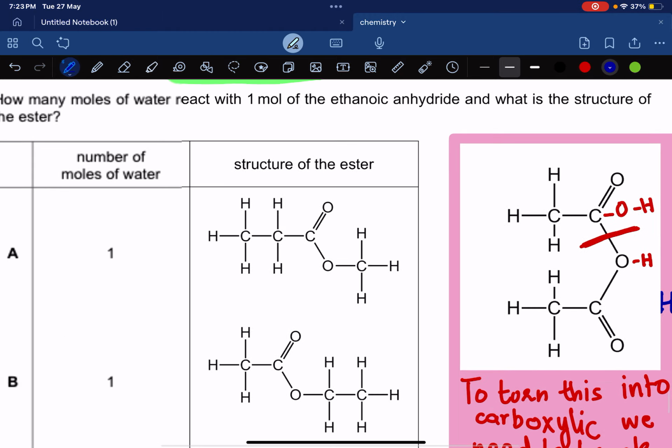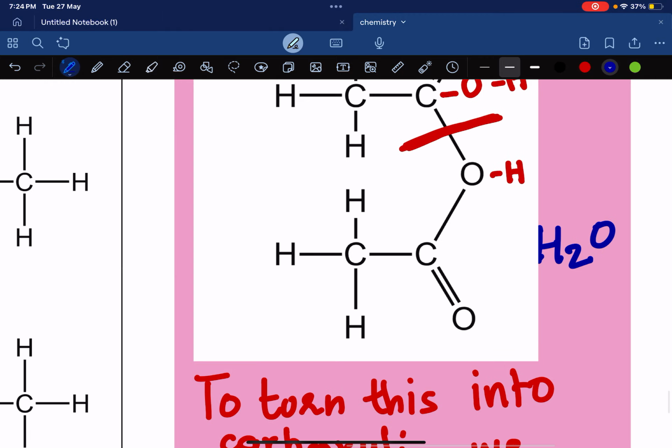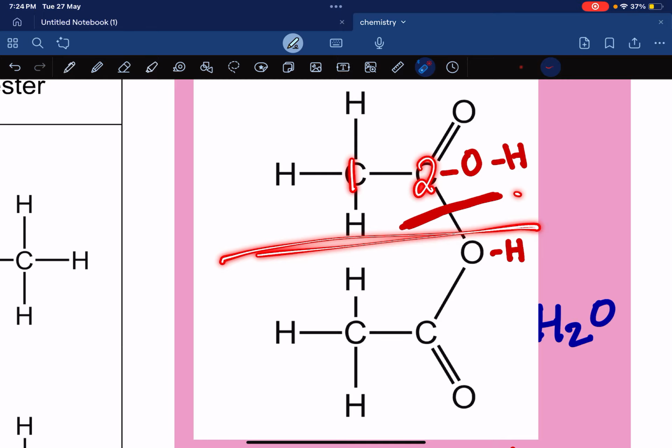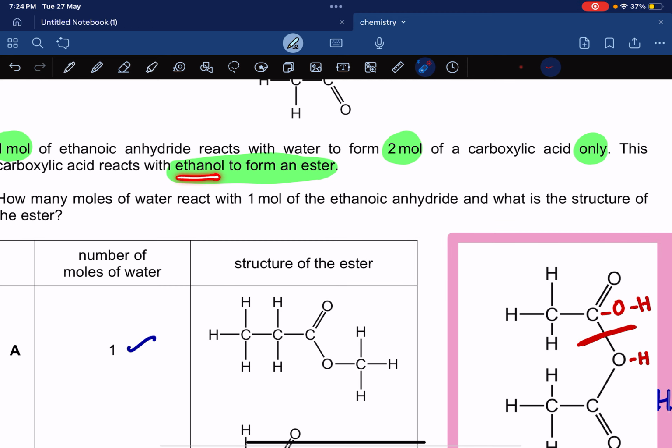So how many moles of water do I need? I need 1 mole of water to convert it into a carboxylic acid. And what's the type of carboxylic acid I've made? I've made 2 moles of the acid, with 2 carbon atoms each. So I have made my ethanoic acid, and ethanoic acid plus ethanol is going to form ethyl ethanoate.